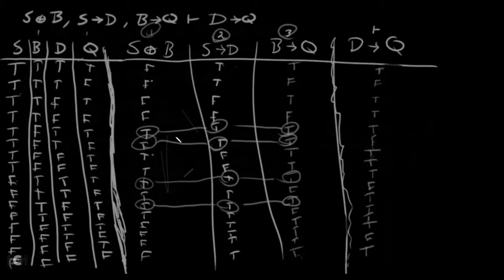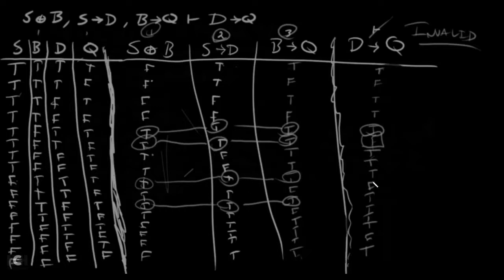So let's look at row 5. T, T, T. What do we got over here? T. That's good. 6th row. T, T, T. But what do we have? An F. That lets us know automatically this argument is invalid. There's no proof for it. It doesn't work. But let's keep going.